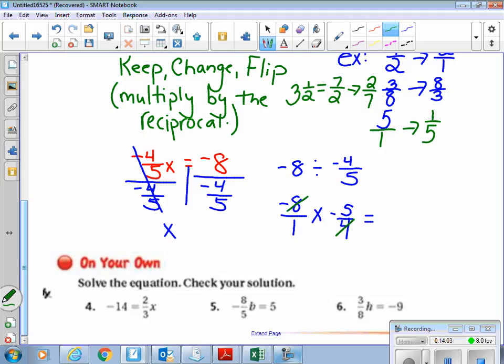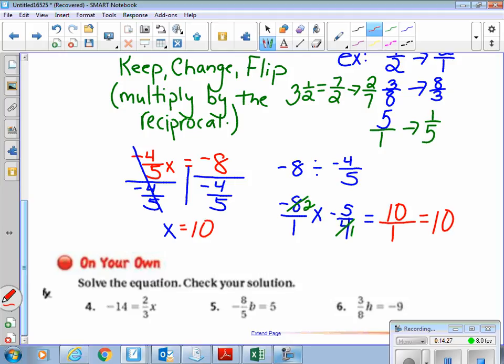They are both divisible by 4. 8 divided by 4 would be 2, and 4 divided by 4 would be 1. Just have to remember that that's a negative up there. So I have a -2 times a -5, which would give me a positive 10. And 1 times 1 on the bottom would give me a 1, and 10 over 1 equals 10. So we have x is equal to 10 over here.